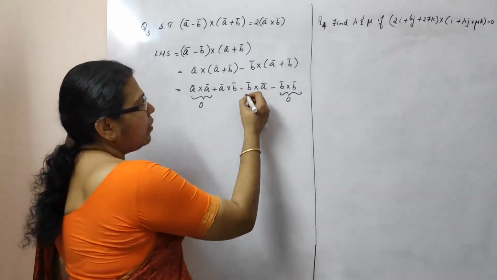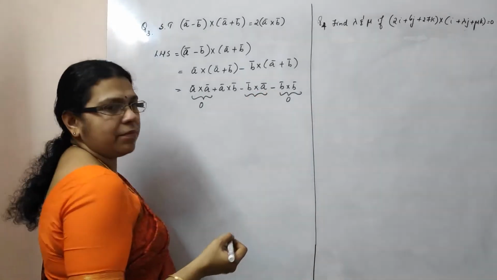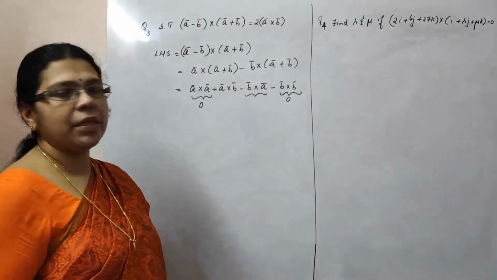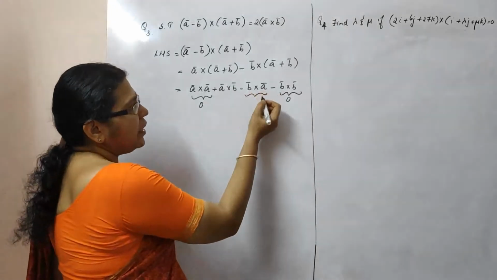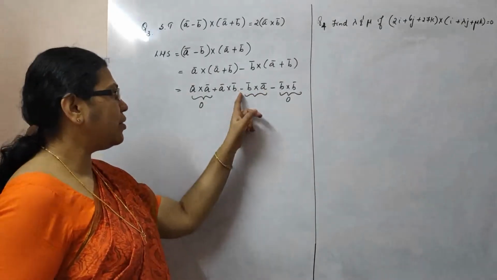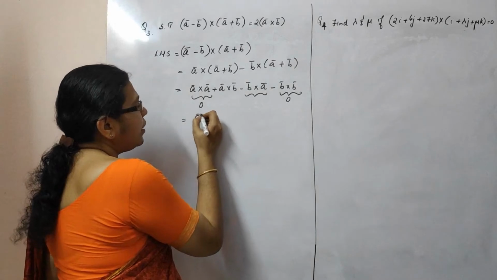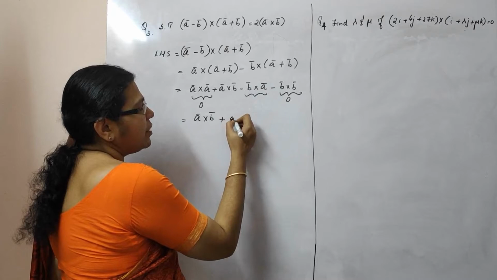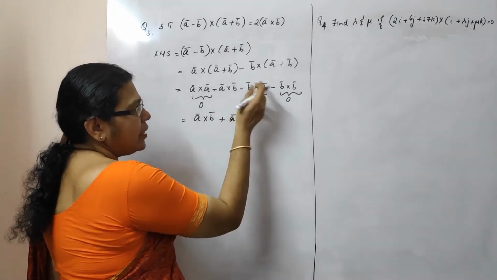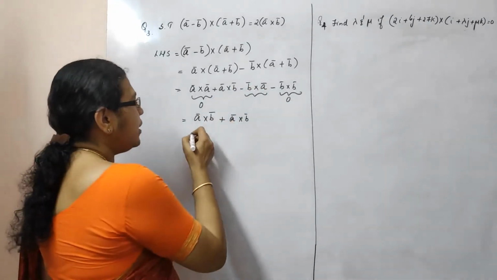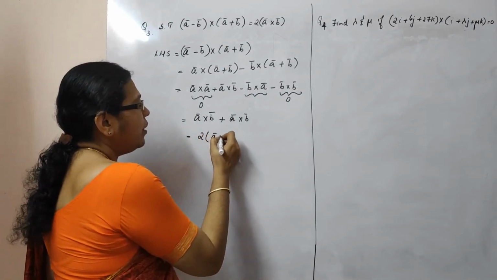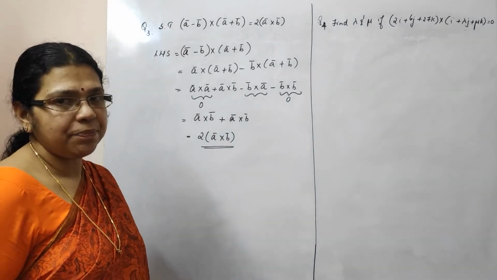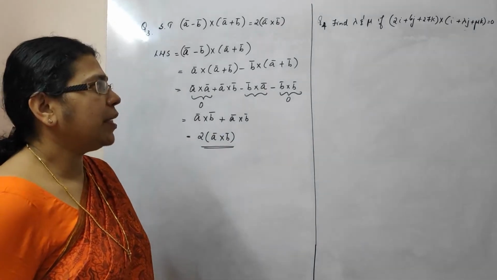Now negative of B cross A is again what? Negative of A cross B, because B cross A is negative of A cross B. So negative of negative becomes positive. So here we have A cross B plus, what do you have when it reverses? A cross B. Negative of negative A cross B is positive. That gives me 2 times vector A cross vector B. Am I clear? Okay, let's move on to the next question.